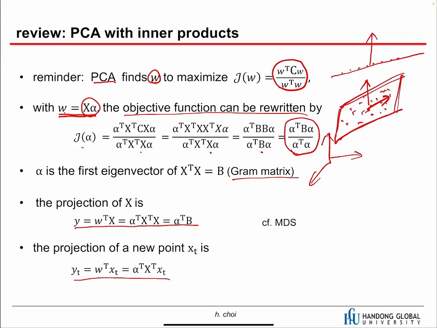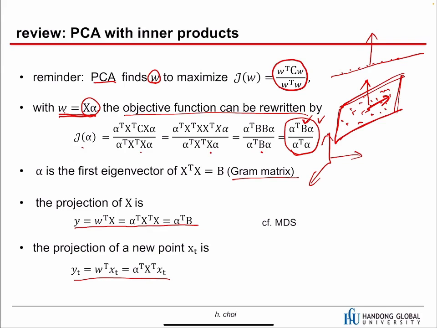So now look at this one. B is the inner product matrix. Then you know where I'm going with this. Since B is an inner product, we can use a kernel function. In this equation, we don't have a nonlinear function at all. If we have a nonlinear function, then this B will be a kernel matrix.